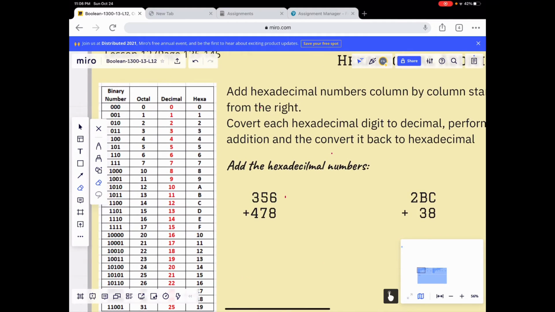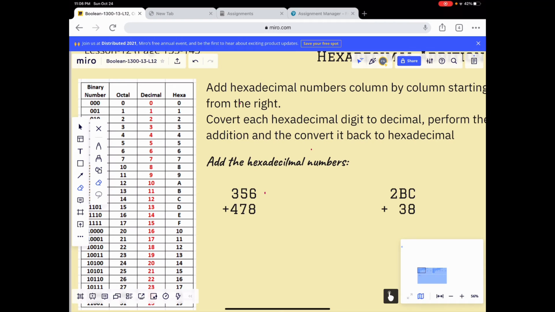So in order to add hexadecimal numbers, we do the same thing as with decimal numbers. You line them up together, column by column, and then you work from the right to your left. First, you need to convert each hexadecimal digit to decimal. After you perform the addition, then you can convert back to hexadecimal. Okay, let's go right to it.